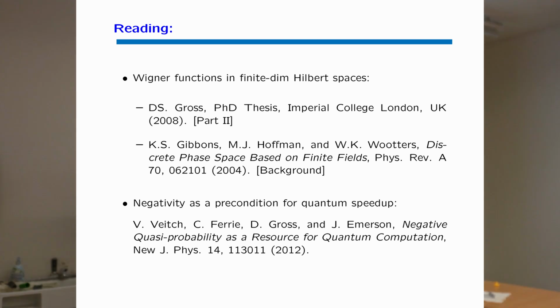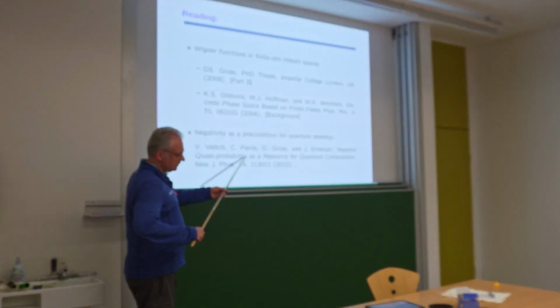This is background material. Wootters and company defined a whole class of Wigner functions, and Gross picked one of them. It has particularly nice properties, as we shall see. So this is the background. This is what we will actually be using, and this is how we will be using it.